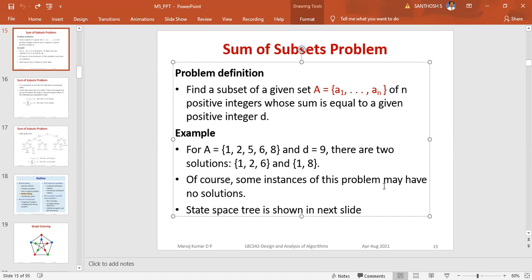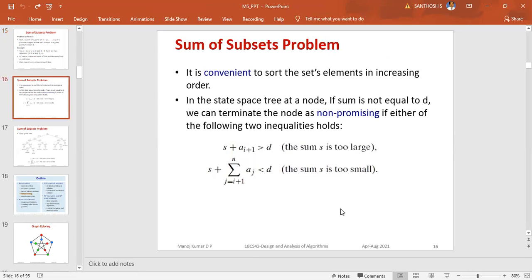Of course, some instances may have no solution. So how do you do the state space search? If the sum is not equal to D, we can terminate as non-promising if either of the two inequalities holds. S plus A[i+1] is greater than D; here S is the sum and A[i+1] is the array value. Then the sum is too large. Or S plus A[j] less than D, when the sum is too small.